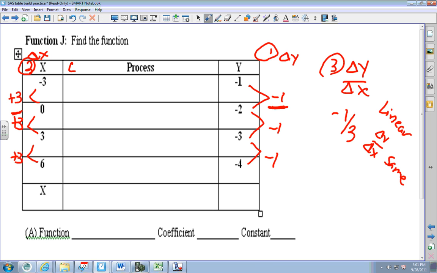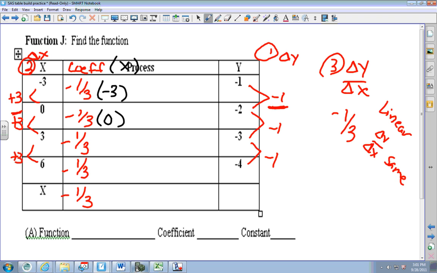Now, my coefficient goes here. So I'm going to put in there negative 1/3, negative 1/3 all the way down. It's what I think the coefficient and the rate of change is. Remember, next I take and put the x. So I have negative 3. Ooh, 0. Love me some 0. That's where I'm going back to. You don't have to. I just know that it's easier.